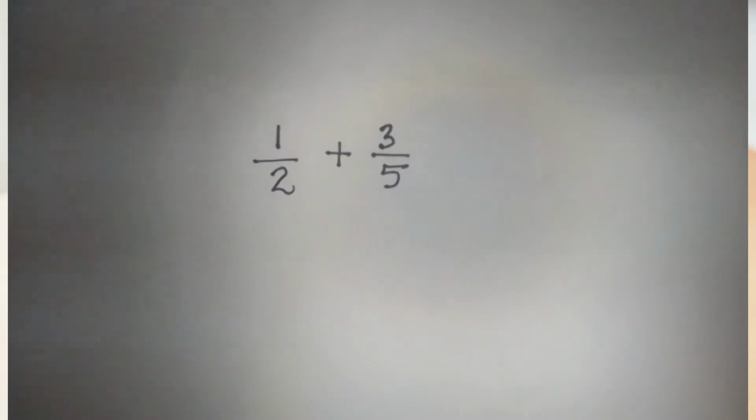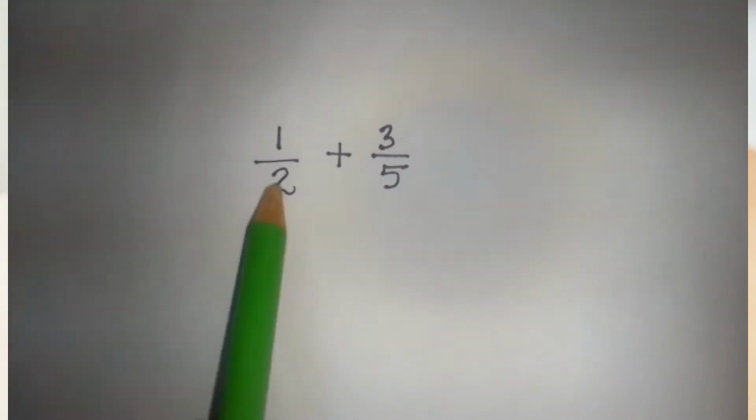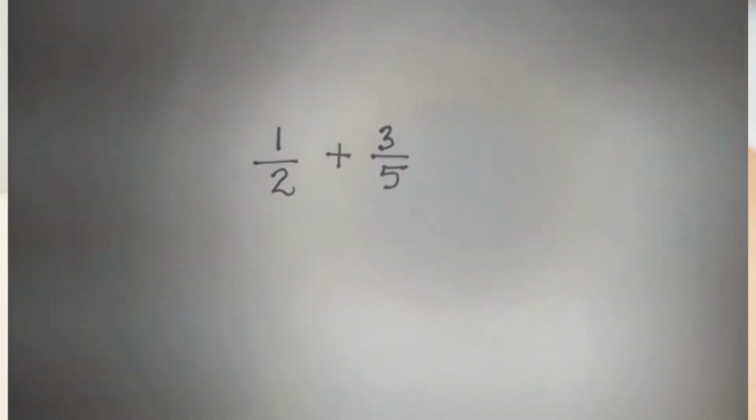So here we have a problem. A half plus 3/5. Notice that the denominators 2 and 5 are different. Now to add these two different fractions, I'm going to use the butterfly method. And look at how I do it.